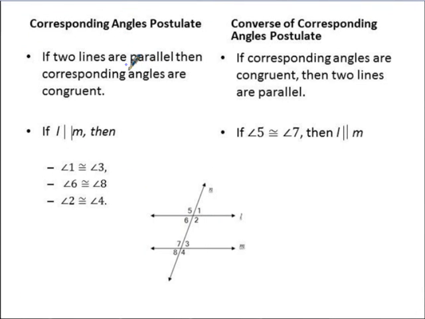Corresponding angles postulate. If two lines are parallel, then the corresponding angles are congruent. So if L is parallel to M, then 1 and 3, 6 and 8, 2 and 4, 5 and 7, all those have to be congruent. It works the same in the other direction. If I tell you 5 is congruent to 7, then you could say, well, then L is parallel to M.